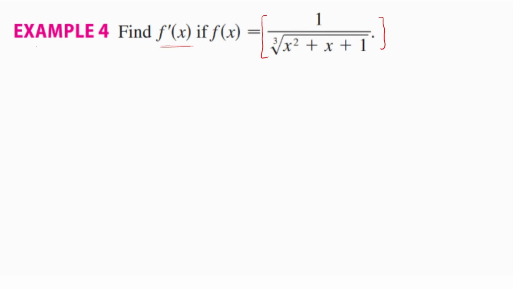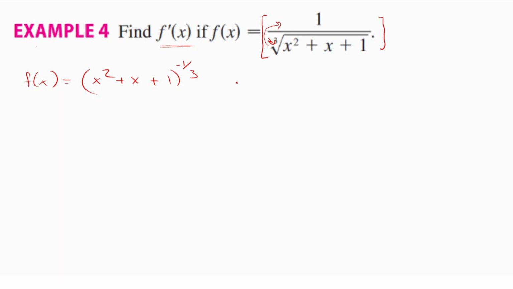So basically this function can be written in another way. We can write it as (x squared plus x plus 1) power negative 1 over 3. So this is the third root, and it was in the denominator, so if I take it up to the numerator, I should get the power negative, and 1 over 3, because it's the third root.